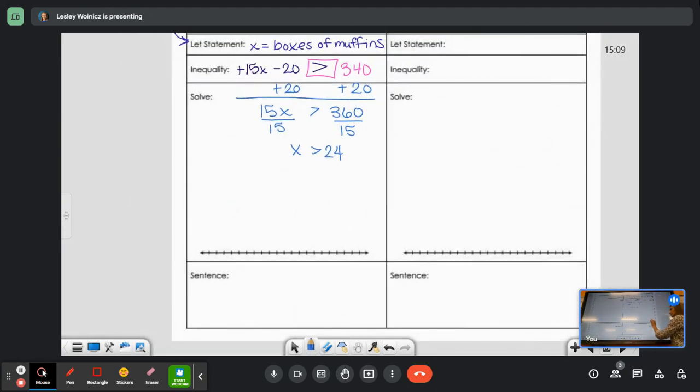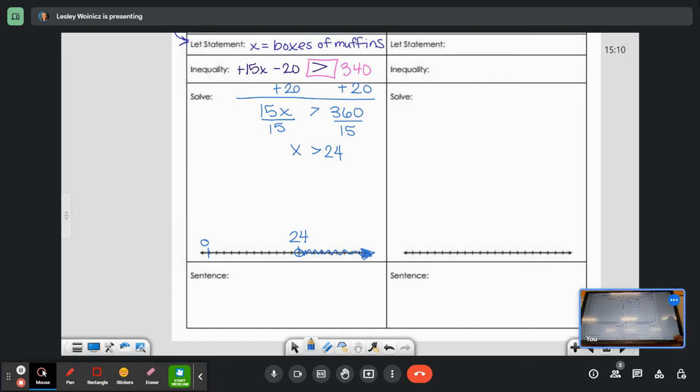So we can start at 0. I don't know that I have 24 ticks, so I'm going to count by 2s to make sure that I get there. 2, 4, 6, 8, 10, 12, 14, 16, 18, 20, 22, 24. What kind of dot? Open dot. Which way do we shade? To the right. Good.